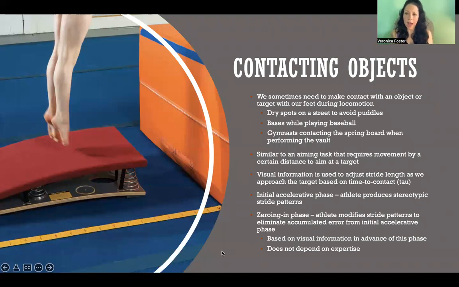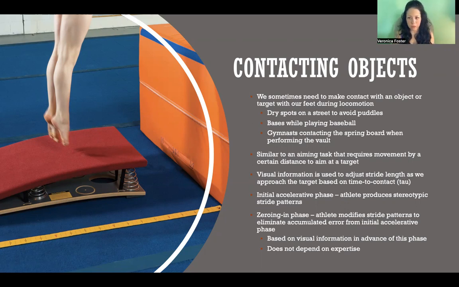Okay, contacting objects during locomotion. Sometimes we need to make contact with an object or target with our feet. I'm not talking here about catching a ball with your hands, but sometimes during locomotion, we are aiming with our feet to make contact with some target. Maybe you're walking outside and there are puddles on the sidewalk, and you're aiming for the dry spots to miss the puddles.